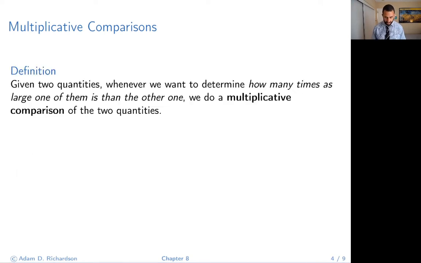All right. So here's the definition. If you're given 2 quantities, whenever we want to determine how many times as large one of them is than the other one, we do a multiplicative comparison of the 2 quantities.